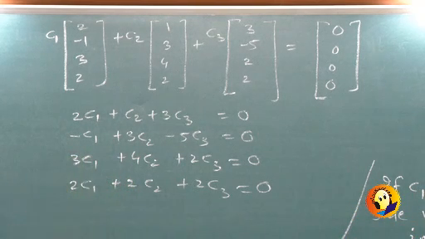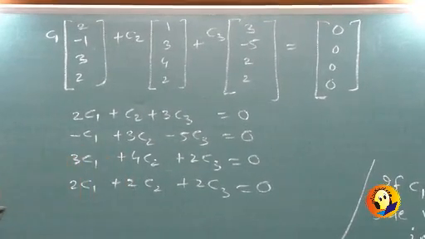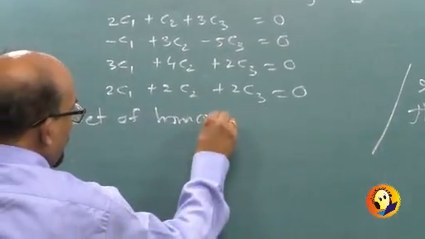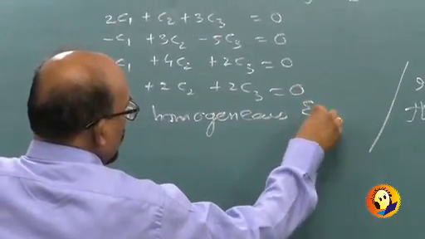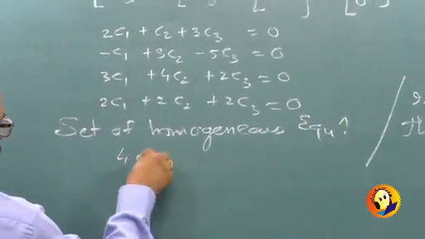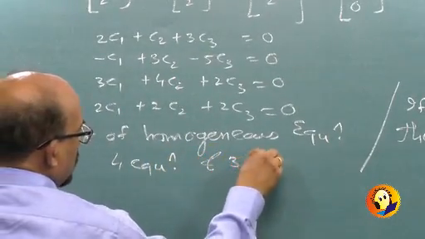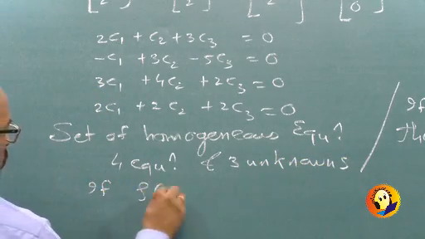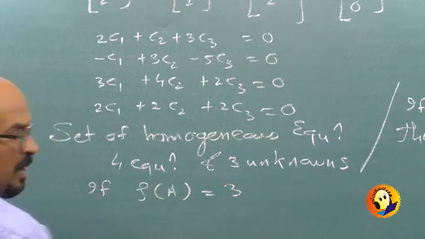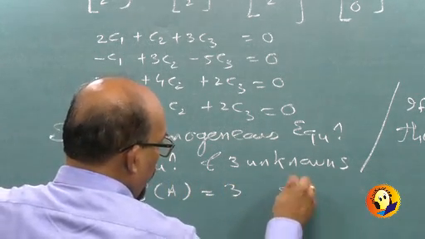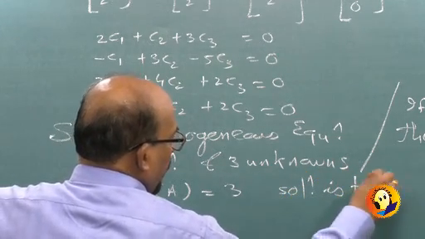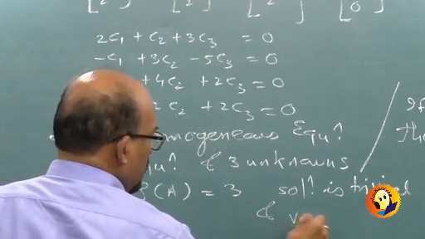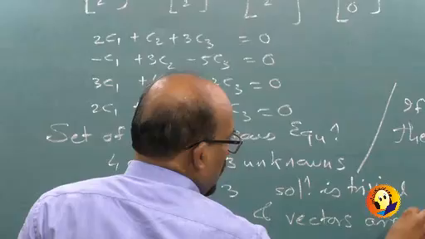So here it reduces to a problem of, so this is a set of homogeneous equations. So 4 equations and 3 unknowns. If rho of A comes out to be 3, solution is trivial and vectors are independent.